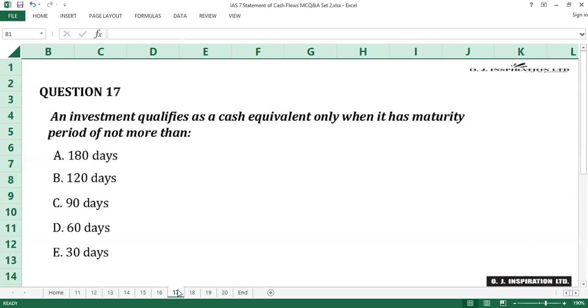Question number 17. The answer to question number 17 is C, 90 days. An investment normally qualifies as a cash equivalent only when it has a maturity period of no more than 3 months, that is 90 days, from the date of acquisition. C is the answer to question number 17.